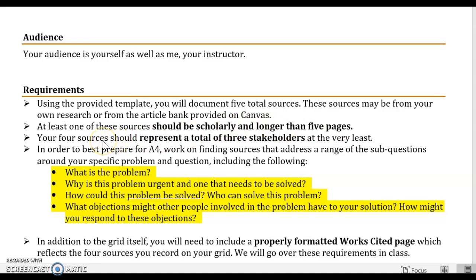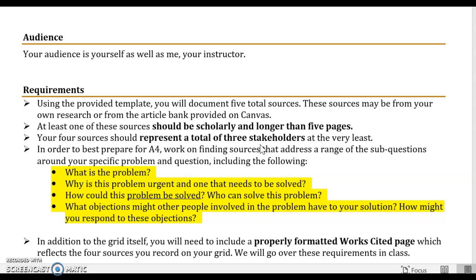And then you want to make sure that your 5 sources should represent a total of 3 stakeholders. And by represent, I only mean that that stakeholder is mentioned at some point in the article. This shouldn't be very hard to make happen as long as you are researching multiple perspectives, right? So it doesn't mean the stakeholder has written it. It doesn't mean that they have to be speaking in the article, only that they're spoken about.